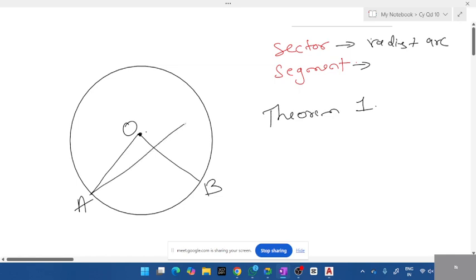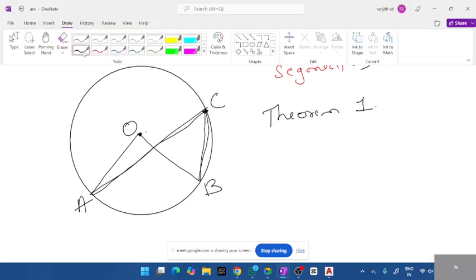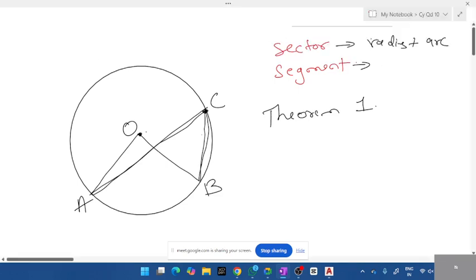Now I'll draw another triangle like this. ACB. What kind of triangle is ACB? What do you call it, sector or segment? Look at CB and AC. Are they chord or radius? They are chord. So it is a segment. So ACB is a segment. AOB is a sector. Is this clear? Did you understand the difference?